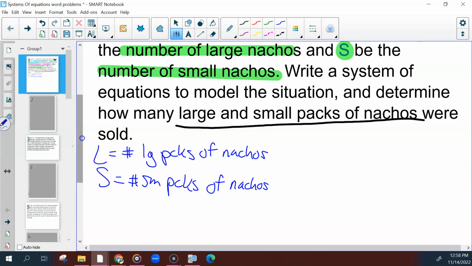Because if you just put S equals nachos, I have no idea what that means. What don't we know about the nachos? Be specific.